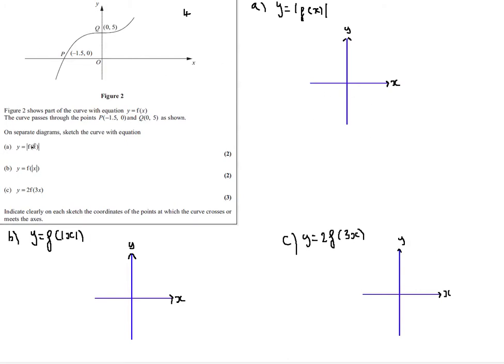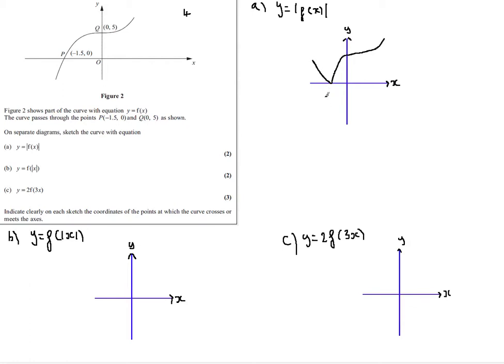The first one is y equals modulus f of x, and what we know about a modulus function is that all of the negative y values will become positive values. So what we will have in effect is the same part on top coming down like so, and instead of going under the graph it will come back on top like so.